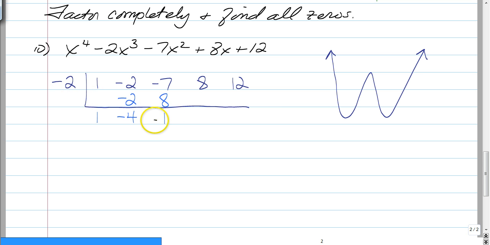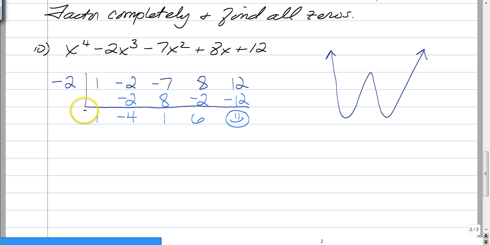Now we're going to do it again. -2 times 1 is a -2, which we add these together and we get 6. And one more time. -2 times 6 is a -12, and that gives us no remainder. So we end up with 1x cubed minus 4x squared plus x plus 6. So now what you think you're going to do is use grouping. But again, grouping will not work here. So you're going to have to use synthetic division again with this set right here.